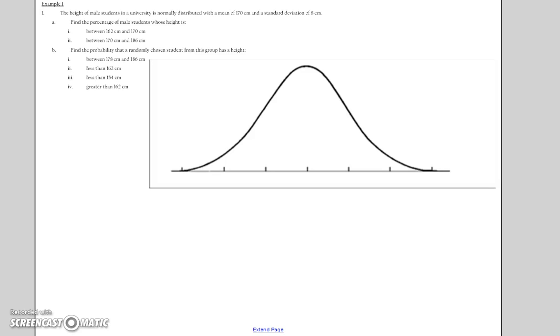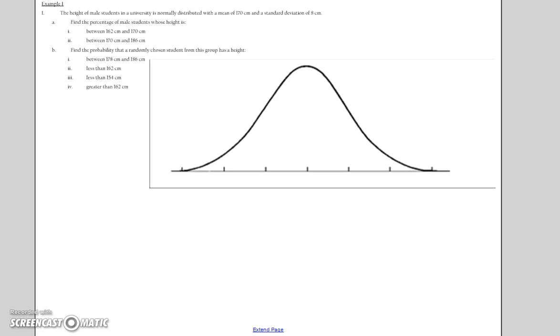Hello, this is our first example for the normal curve. Reading along, the height of male students in universities is normally distributed with a mean of 170 centimeters and a standard deviation of 8 centimeters. The most important thing that you can do when you're doing this type of thing is to set up your normal curve. So you see I already have a normal curve.